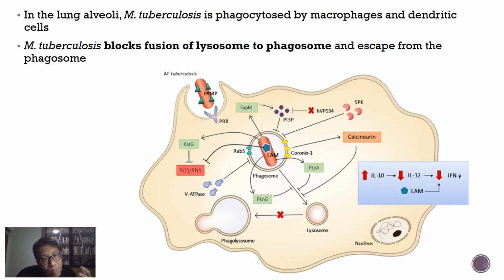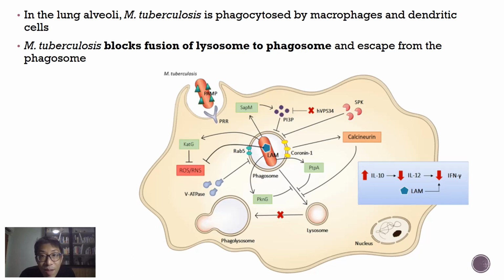They are simply normal macrophages, not too different from those in the blood. These macrophages would phagocytose the bacteria, as well as the dendritic cells present. That's the usual innate immune response in the presence of a pathogen. But Mycobacterium tuberculosis has evolved a way to block the fusion of the lysosome to the phagosome when it is phagocytosed by the macrophages.